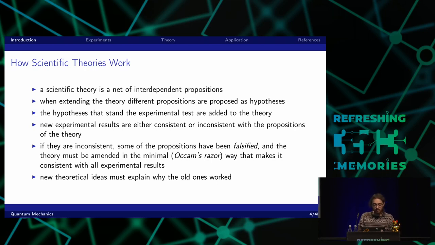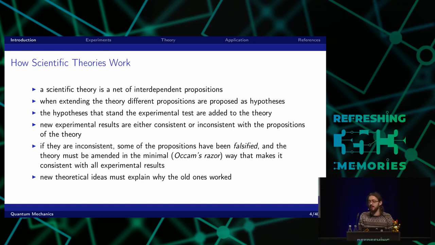So something like this. And when we go around, make experiments, look into nature, develop theories, calculate, we test those different hypotheses and try to determine which one describes our experimental results best. And if the hypotheses stand the experimental tests, they're added to the theory. But what happens if there's an experimental result that totally contradicts what we've seen before? And that happened in the late 19th and early 20th century. There were new results that could not be explained.